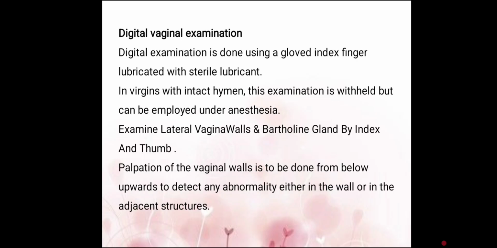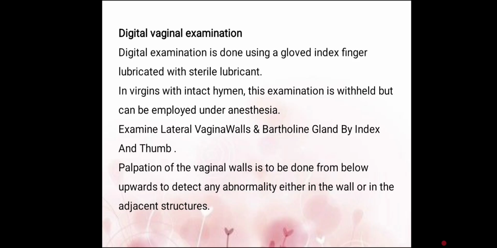After inspection of the external genitalia and inspection of the cervix and vagina using the speculum, we proceed to digital vaginal examination. Digital examination is done using a gloved index finger, or index and middle finger, lubricated with sterile lubricant. A virgin patient with an intact hymen can withhold this examination and have a rectal examination instead of a vaginal examination.